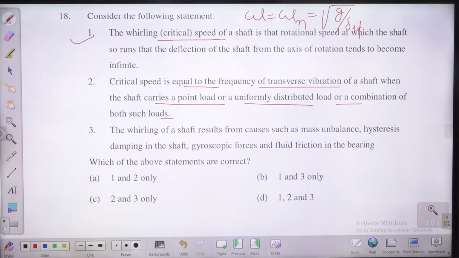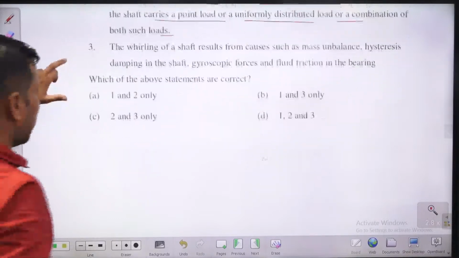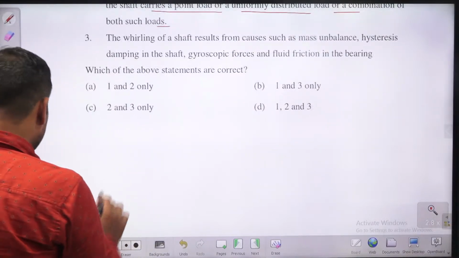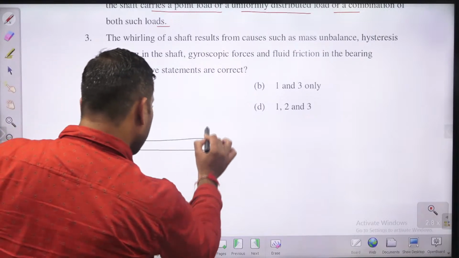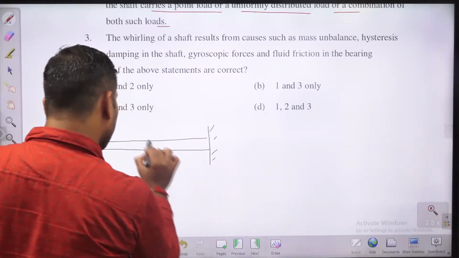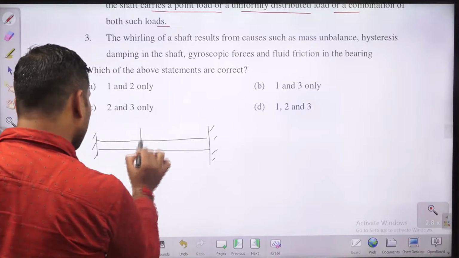The whirling of a shaft results from causes such as mass unbalance, hysteresis damping in the system, gyroscopic force, and fluid friction in the bearing. Guys, whirling क्या होता है? Let me tell you some basics about that. Suppose there is a shaft, and suppose there is some weight attached, some pulley is there.